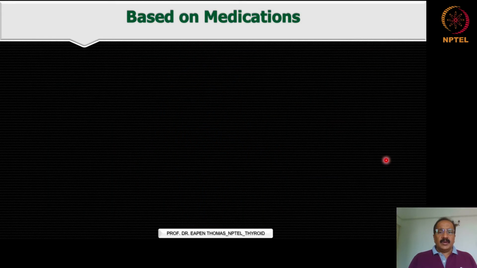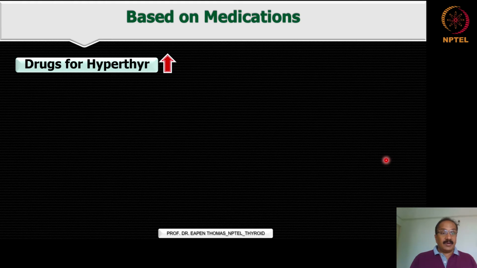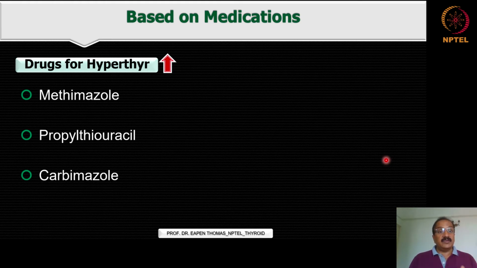Okay. Now, based on the signs and symptoms, we have understood how you identify a hyperthyroid from a hypothyroid. Now let's see what the medications are. So based on the medication, how do you identify whether a patient is hypothyroid or hyperthyroid? Remember, all drugs for hyperthyroidism fall into any of these three categories. They'll have methimazole, propylthiouracil, or carbimazole, used either individually or in combinations.